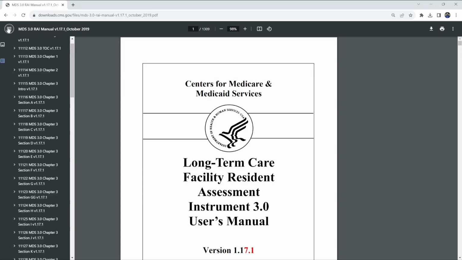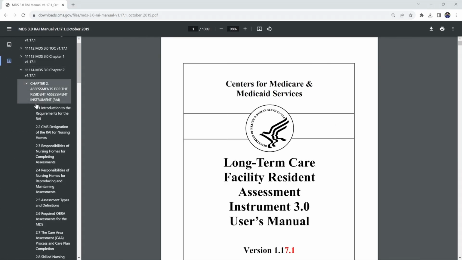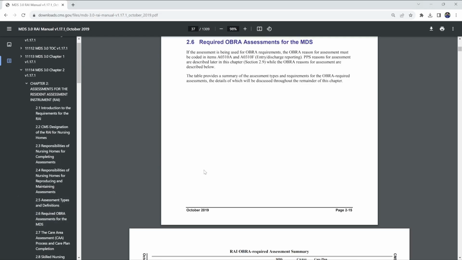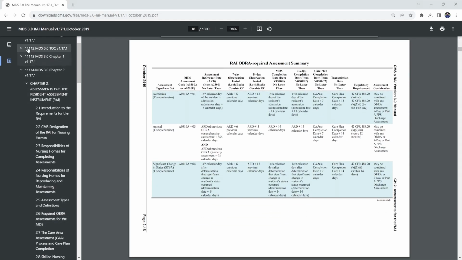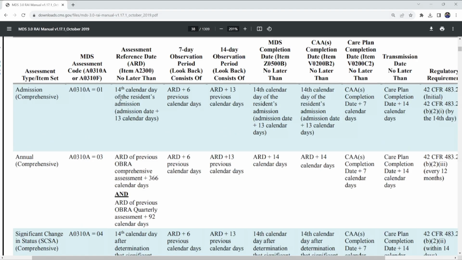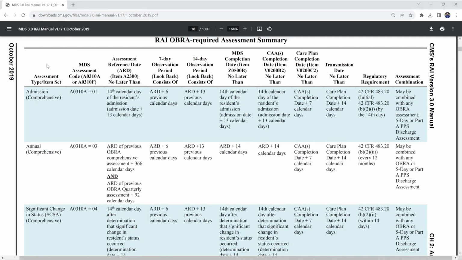Something that I found to be very helpful when I first started out as an MDS coordinator was to make a copy of the MDS summary tables found in Chapter 2. These assessment tables provide a clear snapshot of the various assessment types and the requirements for each assessment, including things such as when to schedule the ARD, the different look-back periods and how they're defined, completion timeframes, transmission timeframes, options to combine, and even info on regulatory requirements. It literally condenses most of the information that you need to know to schedule all of these assessments.